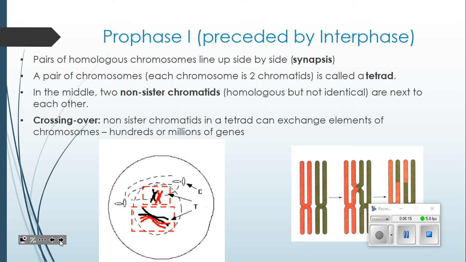Now, here is something that is distinct. Unlike in prophase of mitosis, where there were just chromosomes hanging out, this time we have pairs of chromosomes.